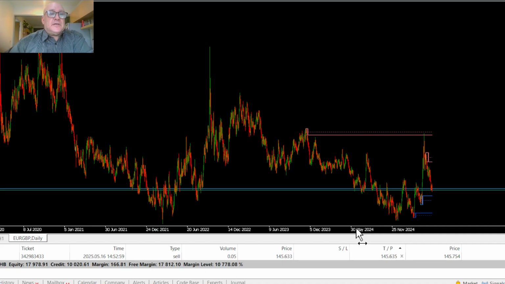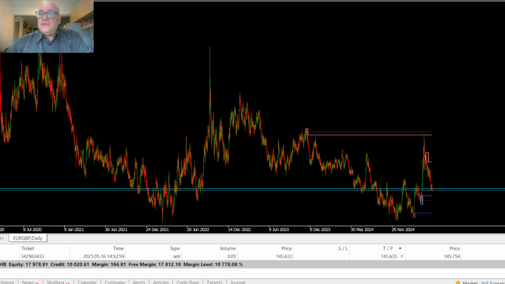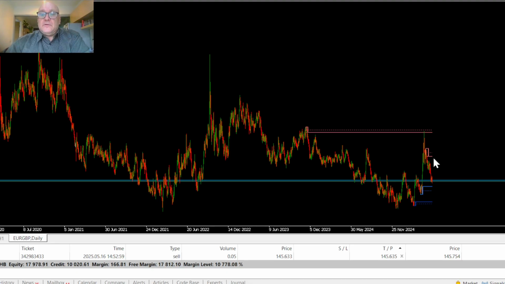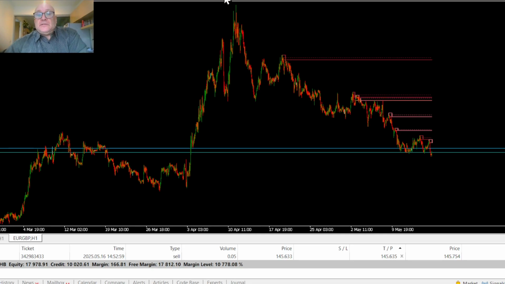This is the euro pound. It's a pretty good one. That's pretty choppy. So what I do here, I'd look at the daily, then go to the 4 hour. You can see across the top here, that would have been pretty good support on the way down, and also down here would be some good support. So that's the 4 hour and the hour.